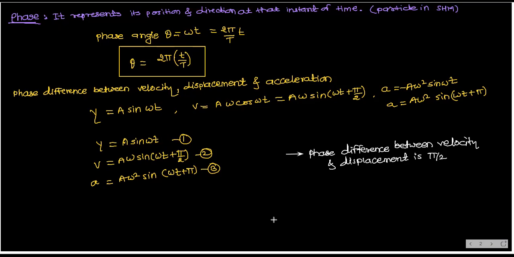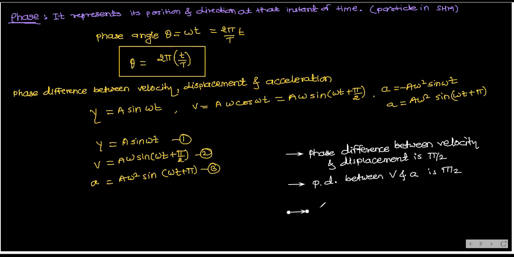Second point, see this: displacement, velocity and acceleration. Dekho, velocity and acceleration. So the phase difference between V and A. Dekho, how much is it between V and A? Again pi by 2.